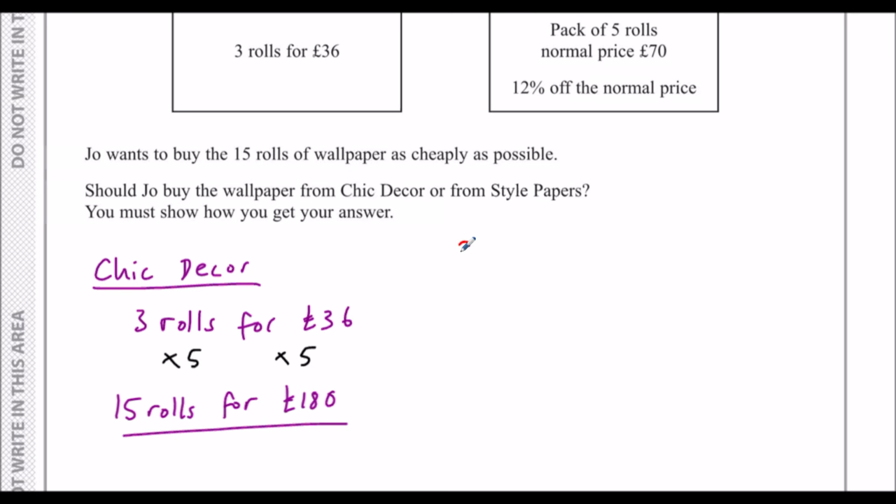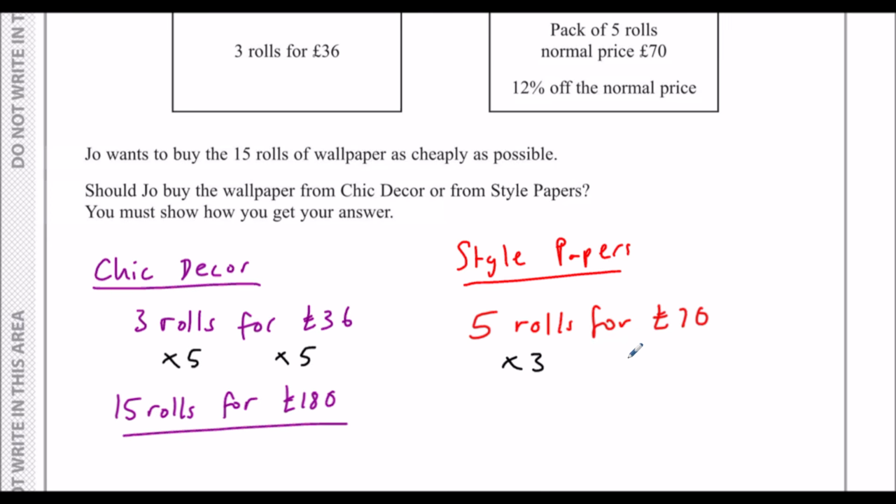At Style Papers, five rolls are £70, but we've got a 12% discount. So let's work out the price without the discount. It doesn't matter if you take the discount off now or take the discount off at the end, you'll get the same answer. So 5 rolls for £70. If I want 15, I'm going to times by 3. So that will get me 15 rolls for 3 7s are 21, so £210.